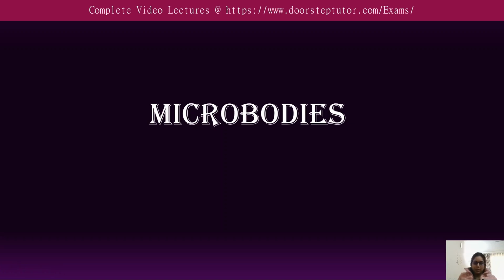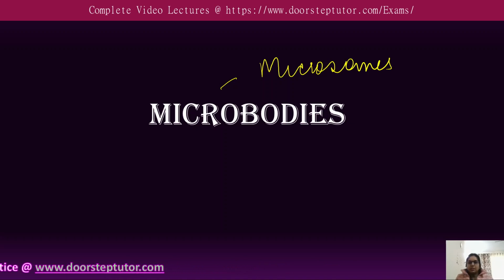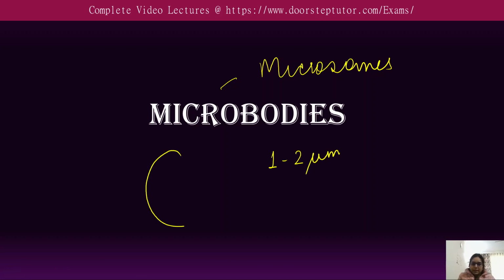Microbodies. Microbodies, we know, are small circular or spherical organelles. They are also known as microsomes. These are very small, almost spherical organelles, and their diameter usually ranges from 1 to 2 micrometers, bounded by a single membrane.